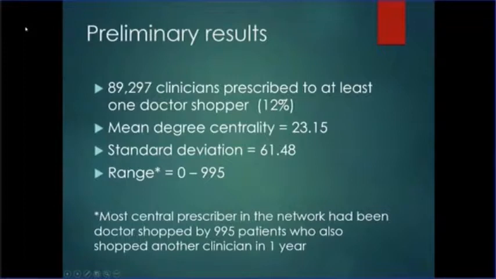And then it turns out, if you look at the standard deviation, which is about 61, it's very skewed. So we have some people with a very high degree of clustering. We have some people who are extremely active in this doctor shopping network, and then a lot of people who are much less active. You can see this in the range of degree centrality from 0 to 995, which means that we have one prescriber in the network who had been doctor shopped by 995 patients who also shopped another clinician. And that's in a 1-year period, which is really kind of astounding.